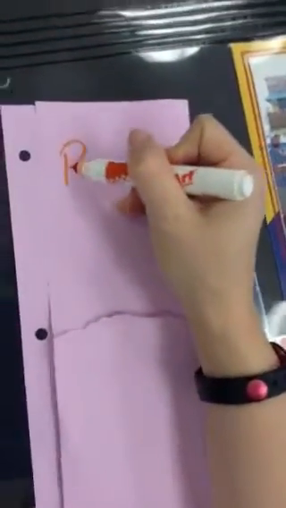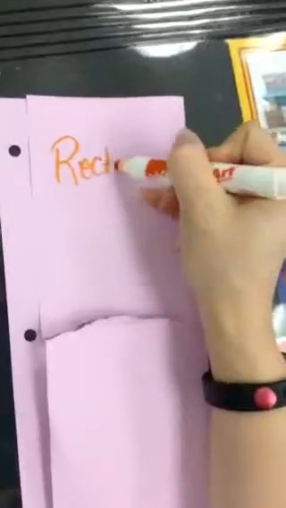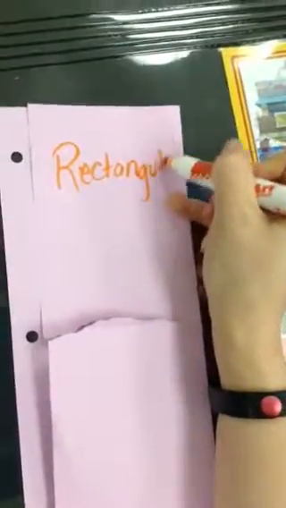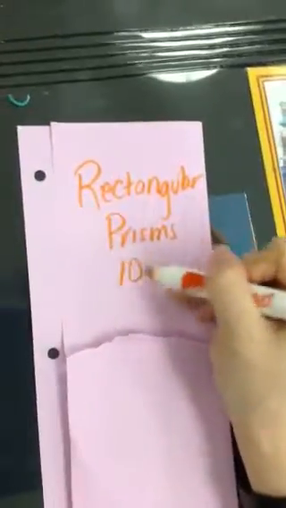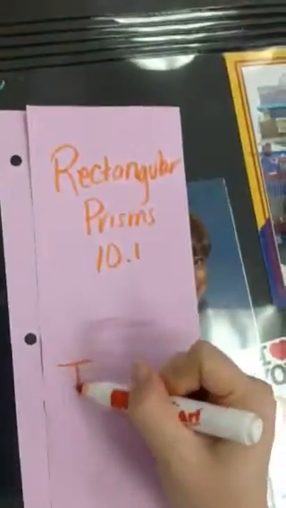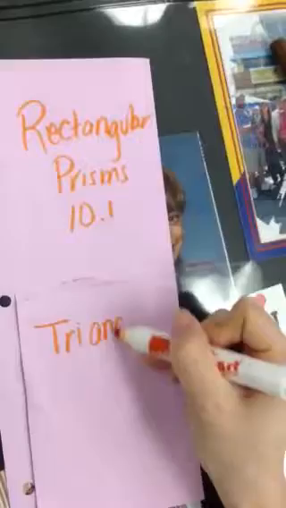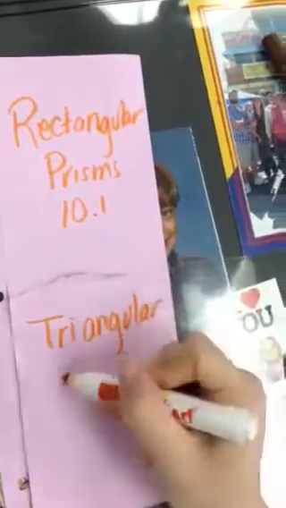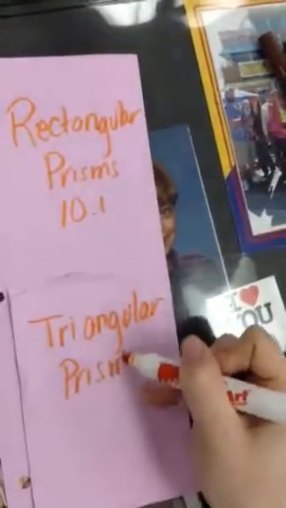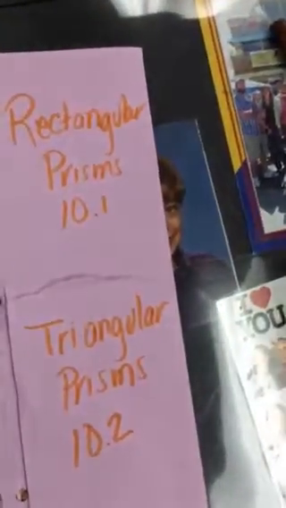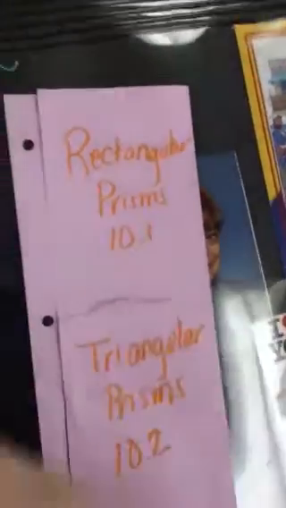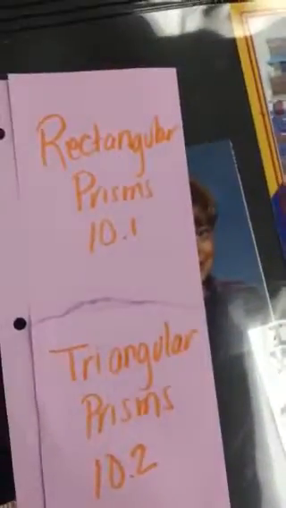So now we're going to write on the top rectangular prisms, and that's going to be for 10.1, and then we're also going to be working on triangular prisms for 10.2. And so that's what our notes are going to be about here. Alright, we're going to start with our 10.1 rectangular prisms.